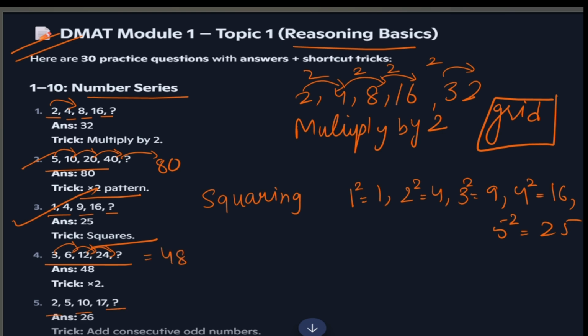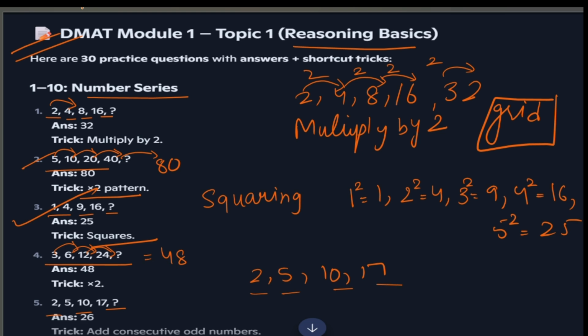2, 5, 10, 17. There would be not very easy questions like this. These are the very basic questions. There would be difficult types of questions that you have to check, like you have to multiply, you have to do squares, you have to add consecutive numbers, you have to add alternate numbers. So 2, 5, 10, 17.